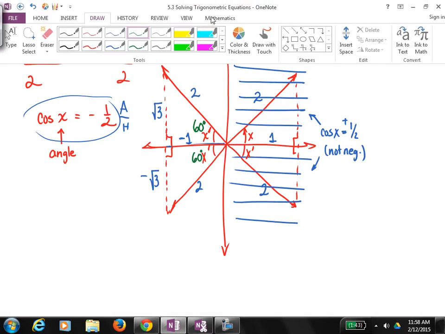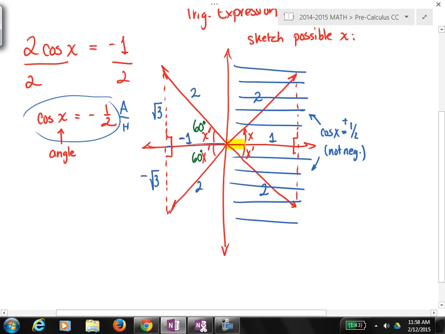Now don't forget from 4.4, we have this starting location, and I have to rotate until I get to this terminal side. When I look at this angle right here, yes, the reference angle is 60 degrees, but what is the actual angle? 120. So I want to say that x for this terminal side is 120 degrees.